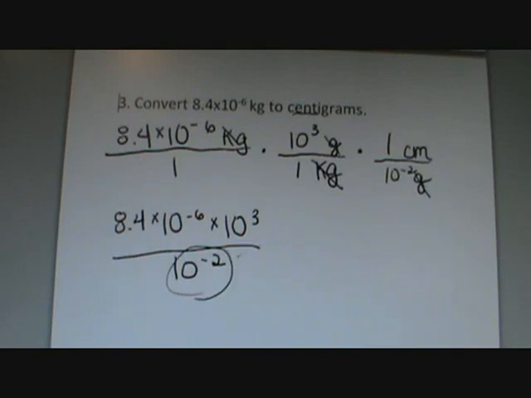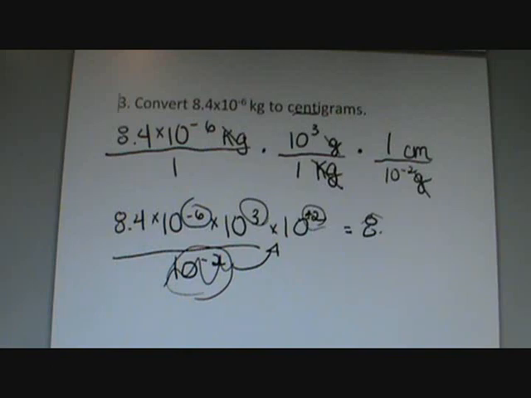So we can move our 10 to the negative second to the top as long as we make our exponent positive in this case. So then if we have all of these exponents, we can just add them. So we'll end up with 8.4 times 10 to the negative 1. And since that decimal is in the right place, we don't have to change it, and we are done.